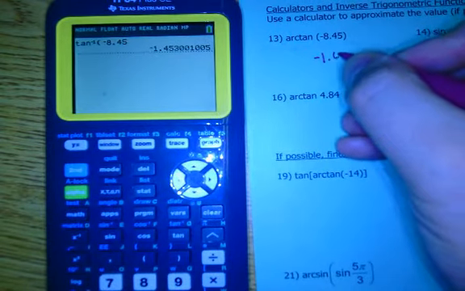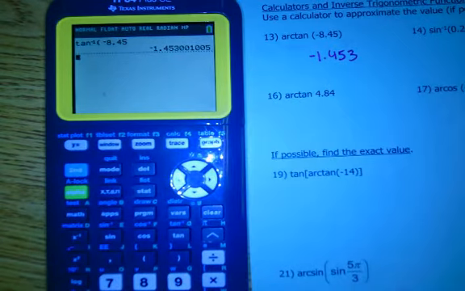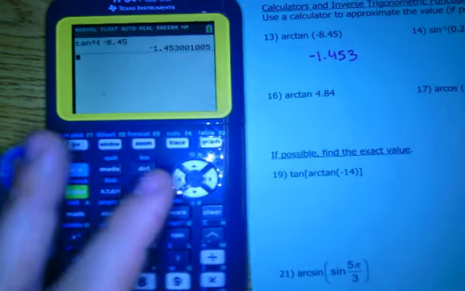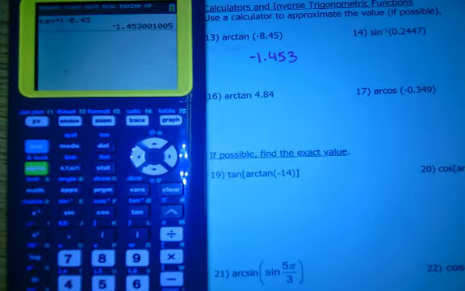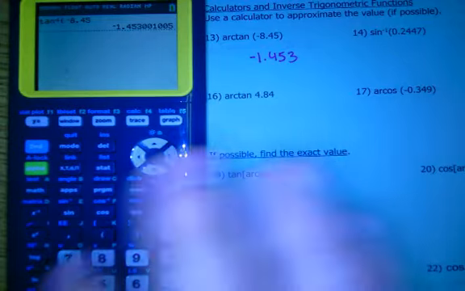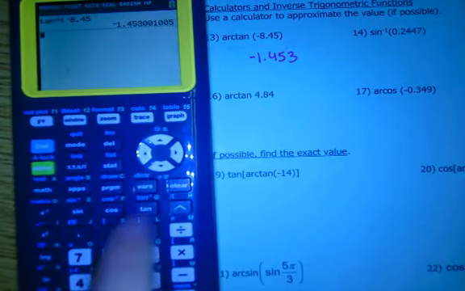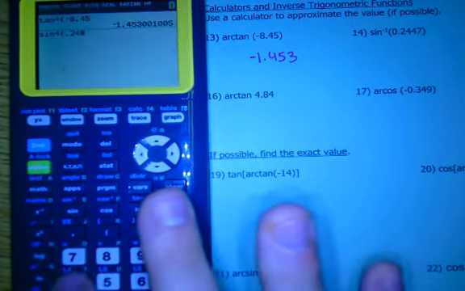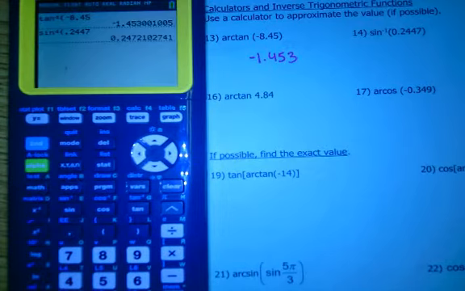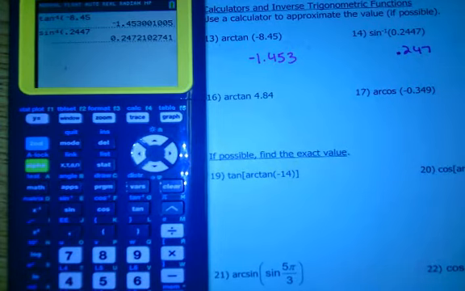How many decimal places do we use? We always use 3. This is just plugging it in. I'll do the whole top row for you. It's all above sine, cosine, tangent. If you hit second, it spits out those inverses for you. So second sine of 0.2447 is 0.247. That's so interesting.